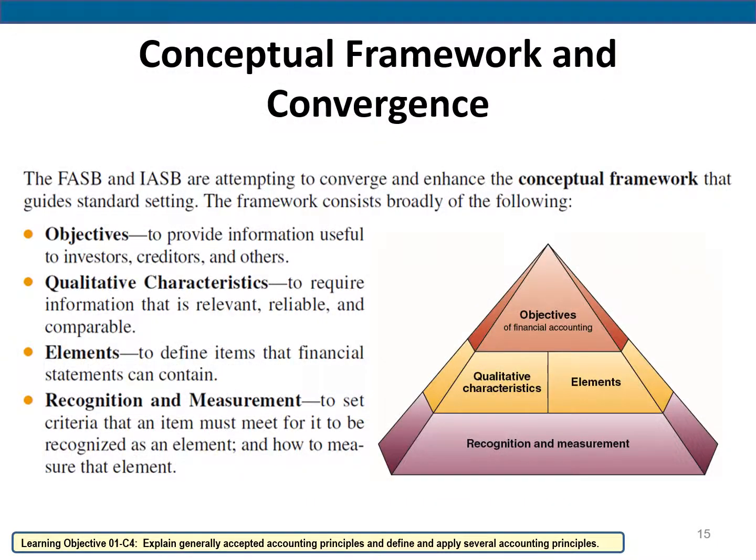And so they're attempting to converge and enhance this thing called the conceptual framework, which broadly consists of these four categories: objectives, qualitative characteristics, elements, and recognition and measurement. And so you can read about what's going on there in the textbook. I'm not going to spend a ton of time here, again, because it's pretty straightforward. And then we'll leave enough time to be able to go through a lot of the things that are a little bit more complex about Chapter 1.